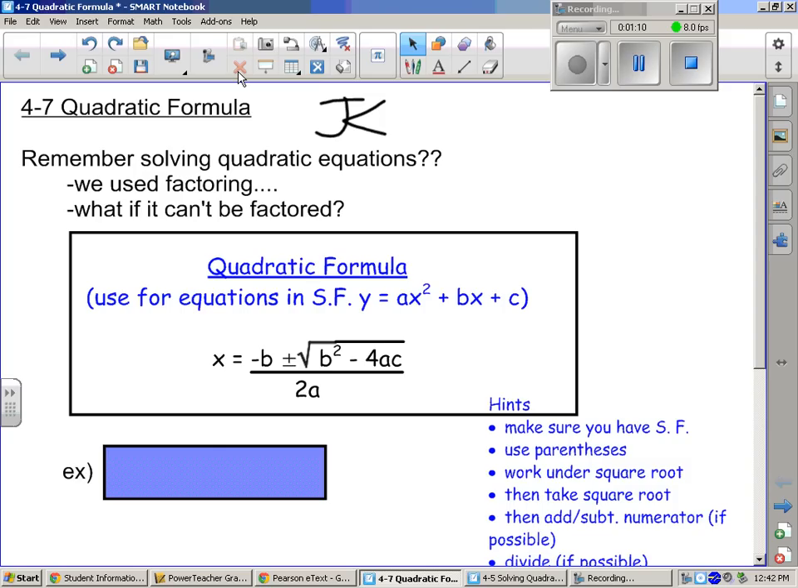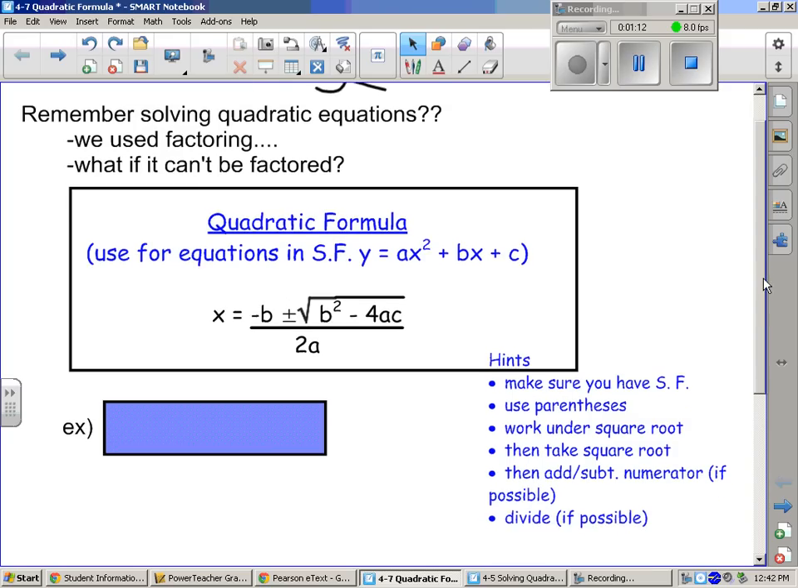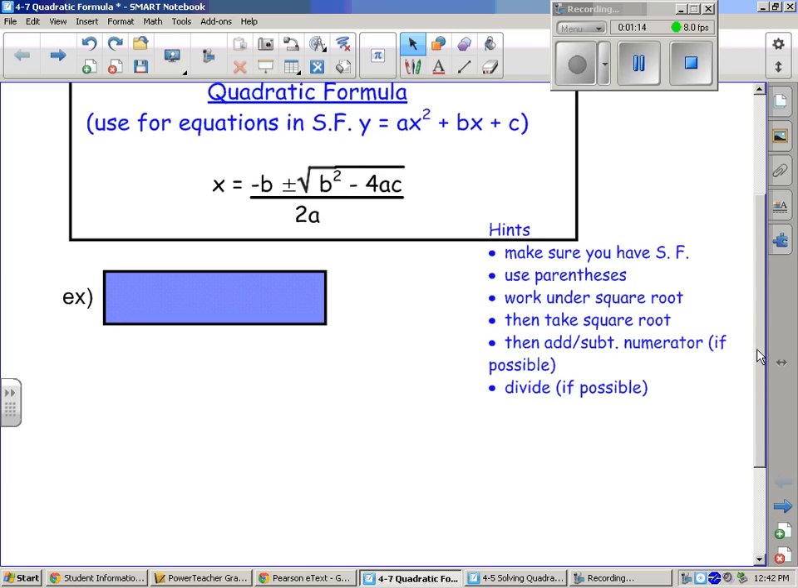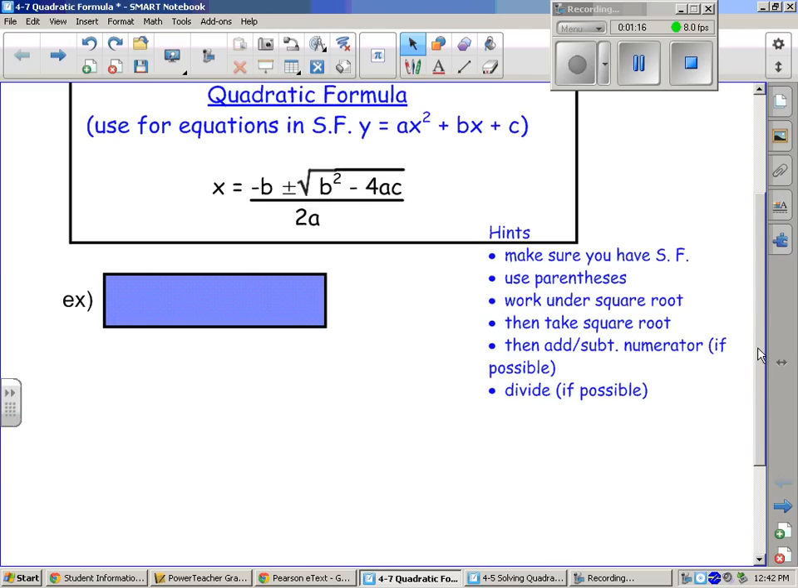All right, so we have to remember our A's and B's and C's. That comes from right here. A, B, and C just get plugged right into the formula, and then all you have to do is work it out.